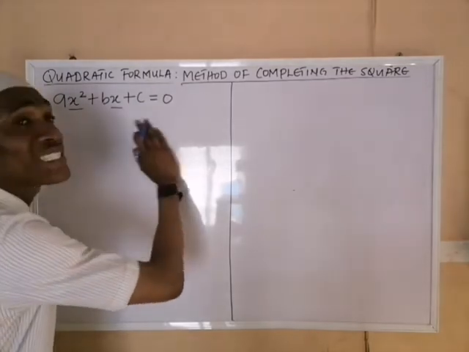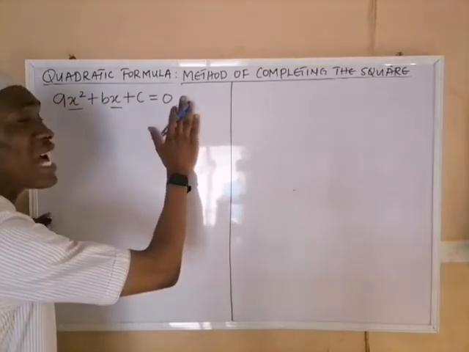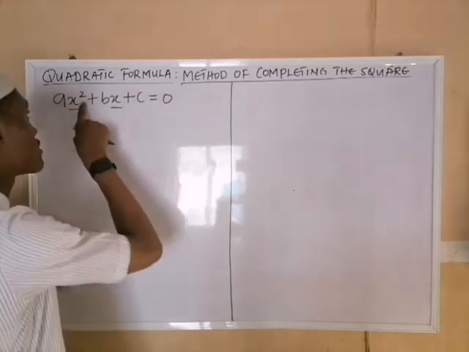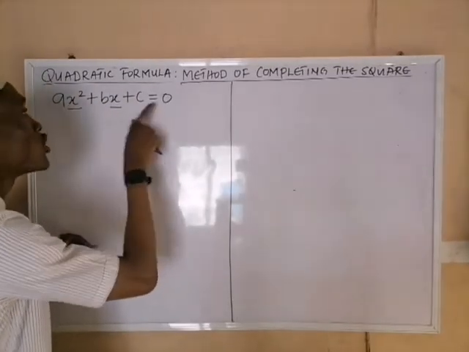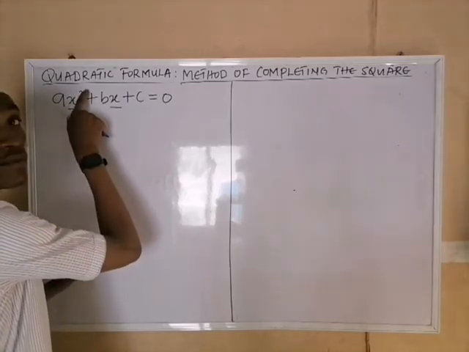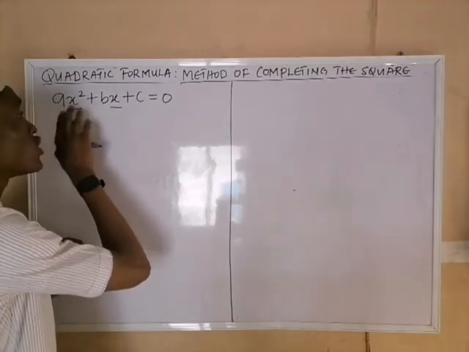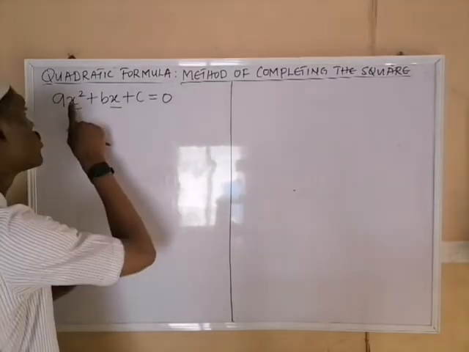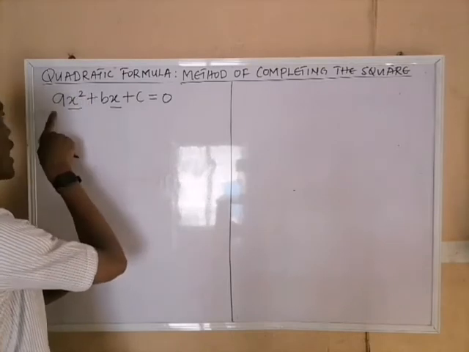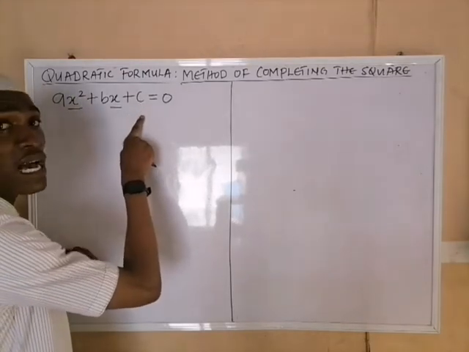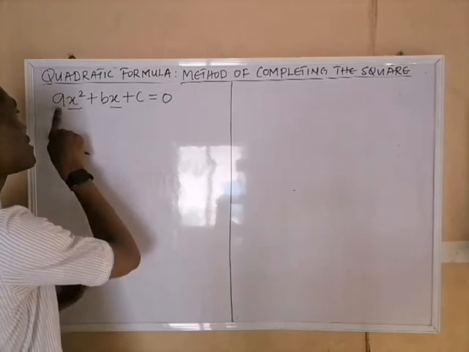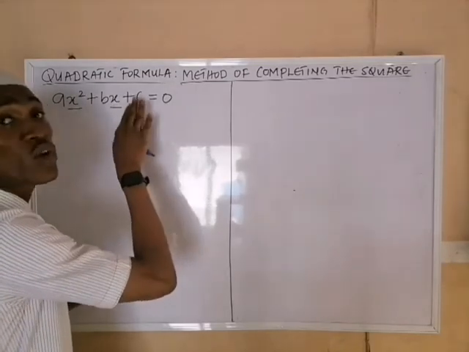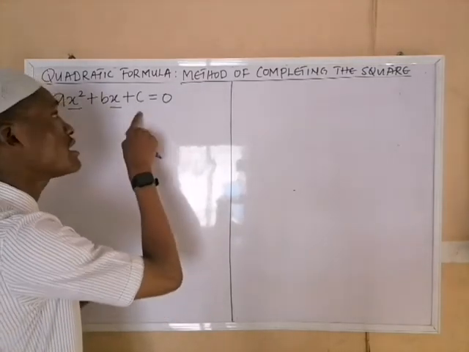If we simplify this equation, then we should have two values for x, because the highest power of the unknown is x squared. The unknown in this quadratic equation is x. A, b, and c are the coefficients. A is the coefficient of x squared, b is the coefficient of x, and c is the constant term.